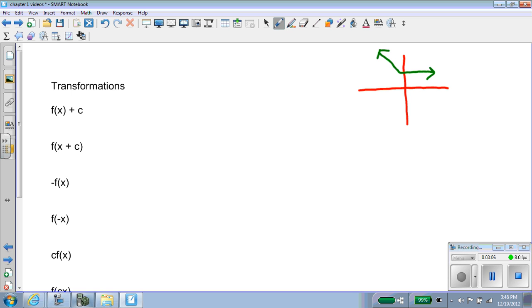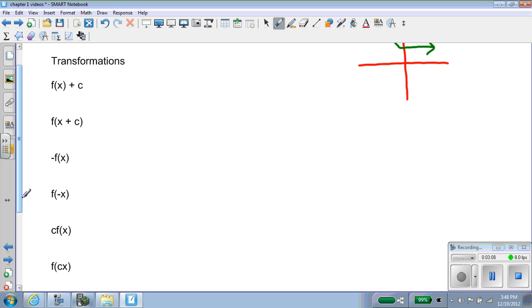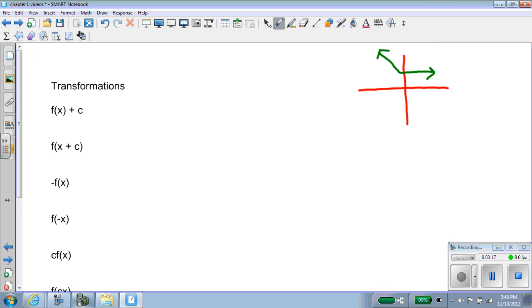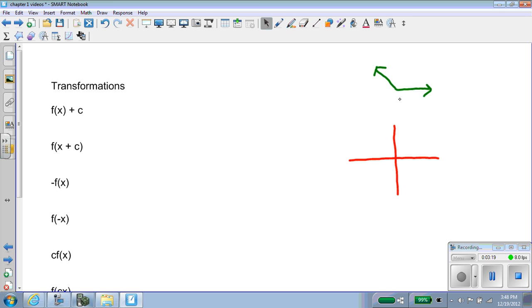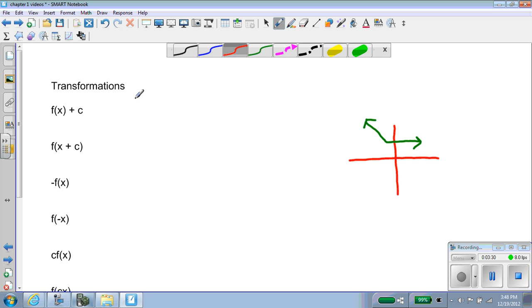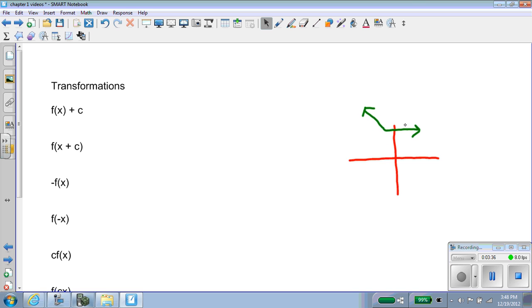So let's talk about basic transformations. If I took a function and added c, let me just bring this down into view. Okay, so here's my function. If I add something to it, think about our trig graphs, right? Adding something created a vertical shift. So if I add c, my graph should move up. If I add a negative c or subtract c, my graph should go down. We know that from our trig work.